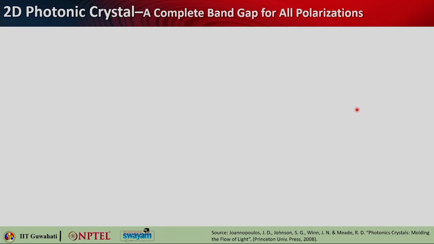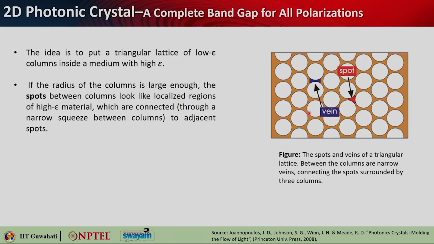And how does it help? This will actually allow you to get the spots and veins of a triangular lattice. So, once again, between the columns are the narrow veins. Between two columns you will see there is a narrow vein, connecting the spots surrounded by three columns. When you have three columns, this one is called a spot. So, you have to play with the size of the spot and vein to match the band gaps of the two polarizations. So, here is an example.